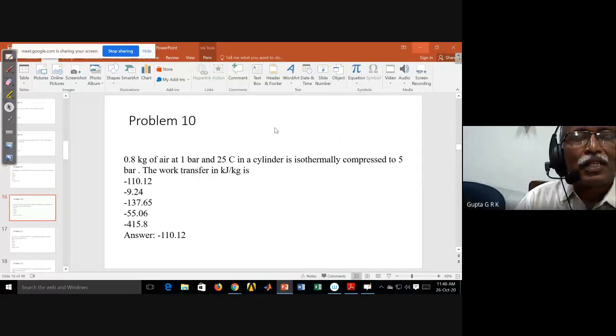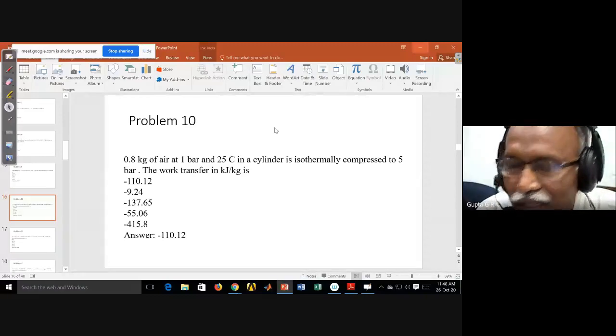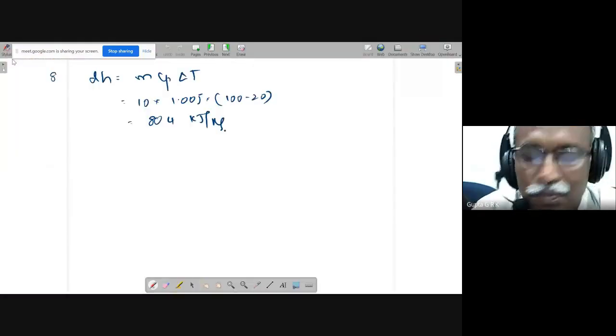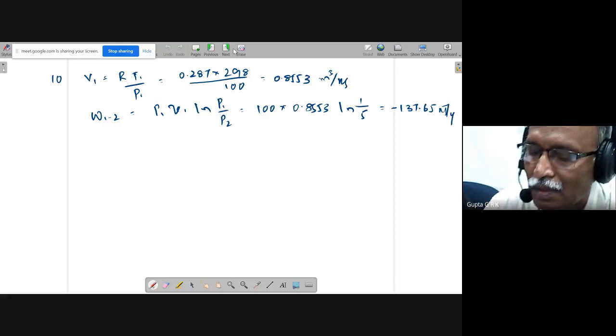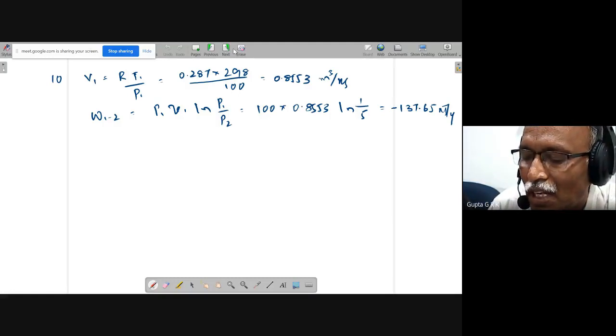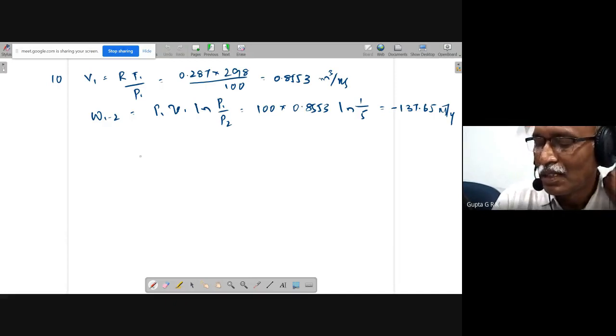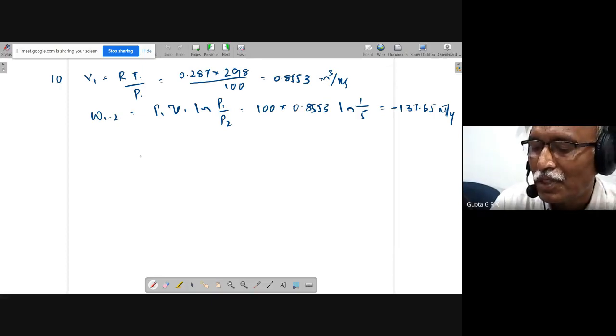And the 10th problem, 0.8 kg of air at 1 bar and 25 degrees centigrade in a cylinder is isothermally compressed to 5 bar. The work transfer. It is isothermal, so work done is P1 V1 log P1 by P2. V1 is R T1 by P1. So in that way you can get this straight formula.